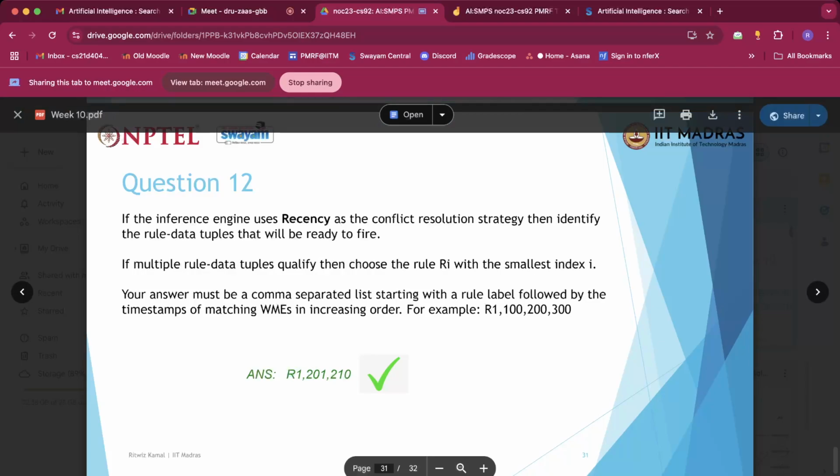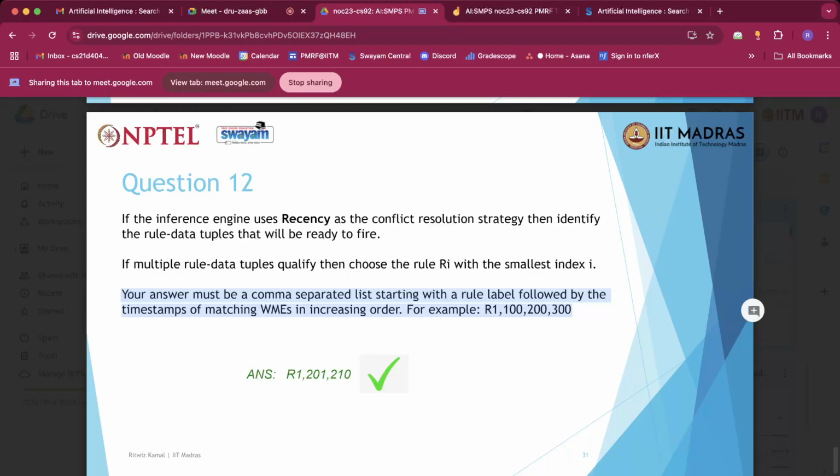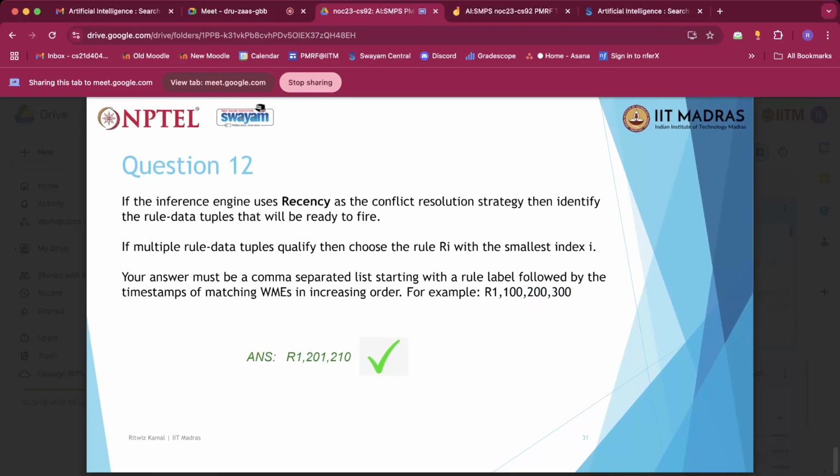Note that here you are told to answer in a particular manner. Even though we said that ideally we report the timestamps in a decreasing order, 210 should appear before 201, this question asked us to give our answer in a particular manner, R1 followed by the timestamps arranged in increasing or ascending order. So this is one point that I would like to emphasize. Please be very careful in the way you are asked to report your answer. Many times, because we might report it differently, even though our answer is correct, we might not get the full marks or any marks. So this is very important.